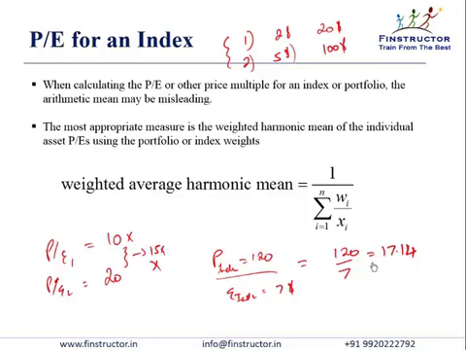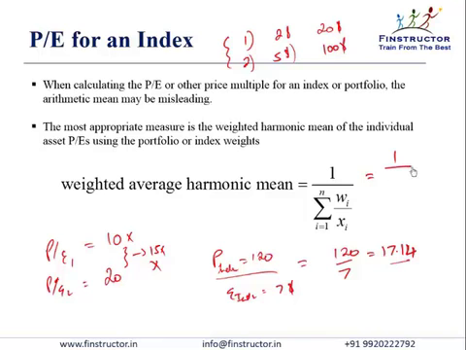So the P/E multiple should either be calculated like this, that is, sum up the price of the index divided by the earnings expected from the index, or we can calculate the weighted average harmonic mean, that is 1 upon the weight of stock 1 upon the PE multiple of stock 1 plus weight of stock 2 upon the PE multiple of stock 2, so on and so forth. Let's see if this gives us the correct answer. It should come out to be 17.14.